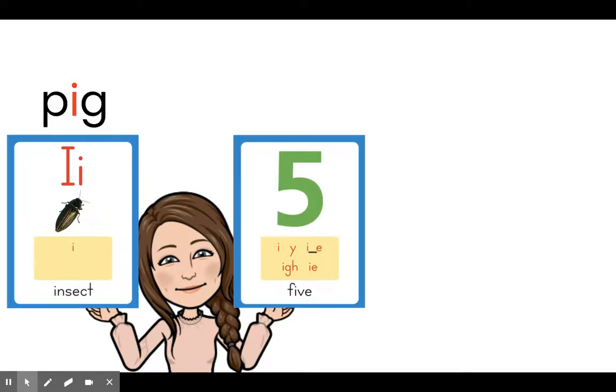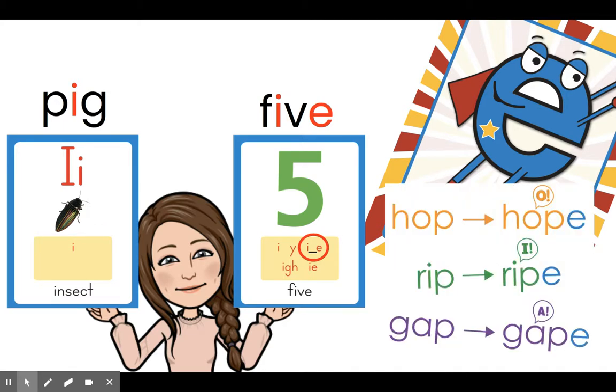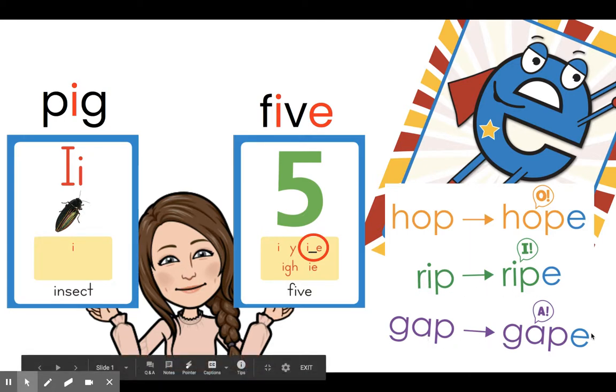We also have the long I sound. This is when the vowel says its name, I. We're going to be working with the I consonant E pattern. That's our super silent E. Do you remember that guy? He helps vowels say their name, I, like you hear in the word five. Remember, super silent E at the end helps vowels say their name. So the word hop now is hope. Rip, ripe, and gap becomes gape.